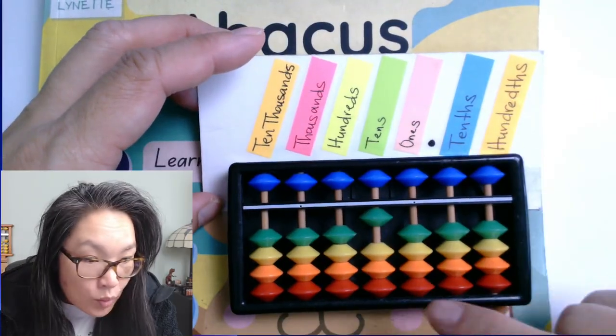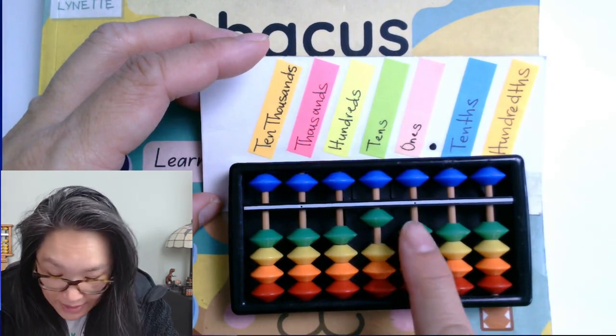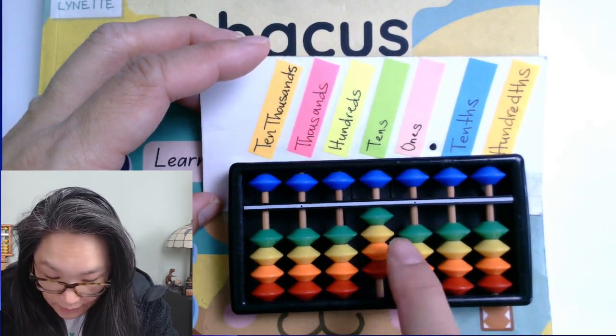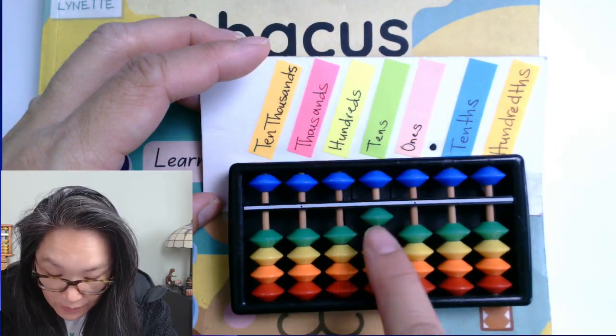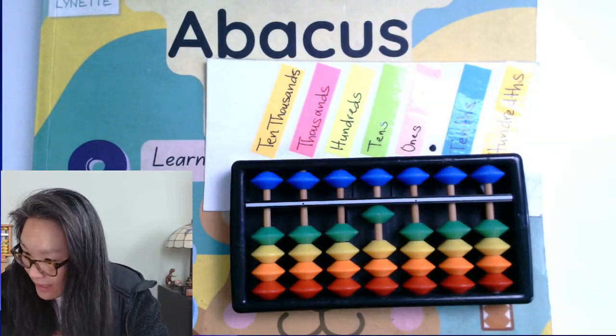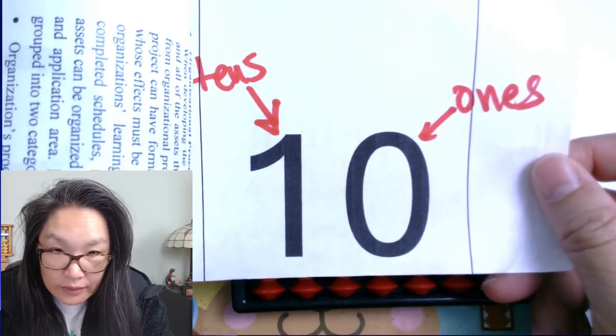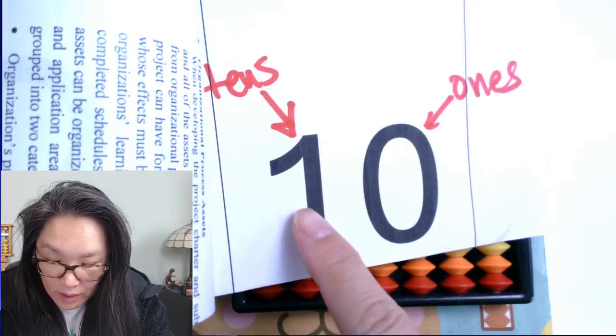Our columns is what makes the place value. Just like how we write 10. When we write 10, we have 10s and 1s. This is my 1 and my 0.